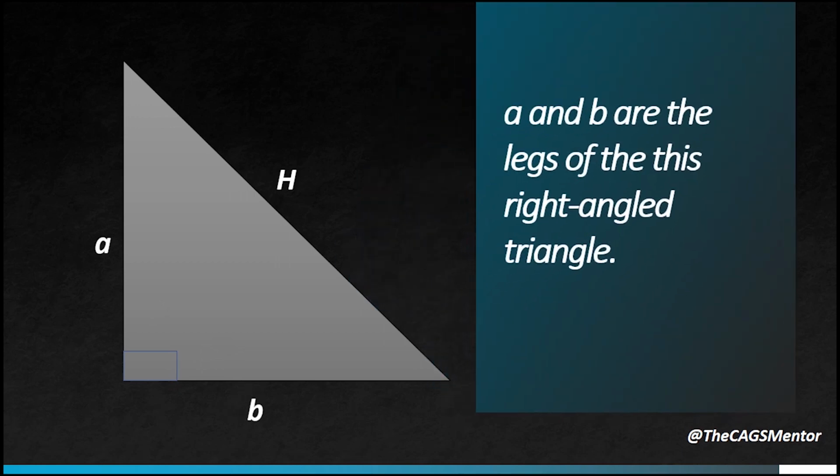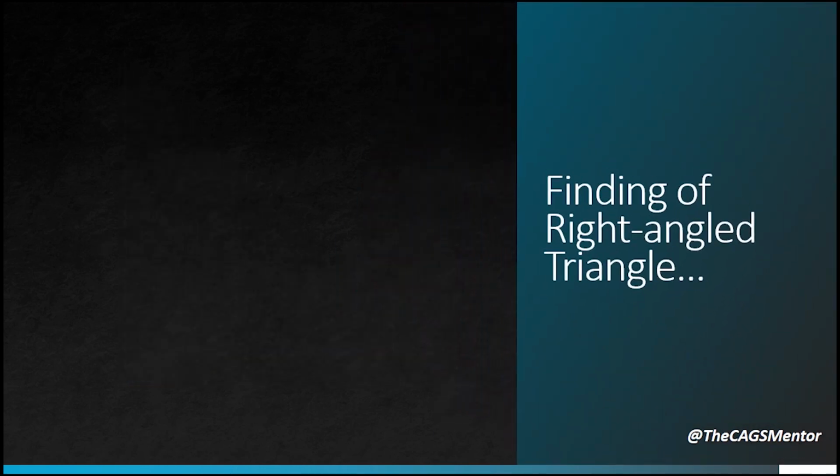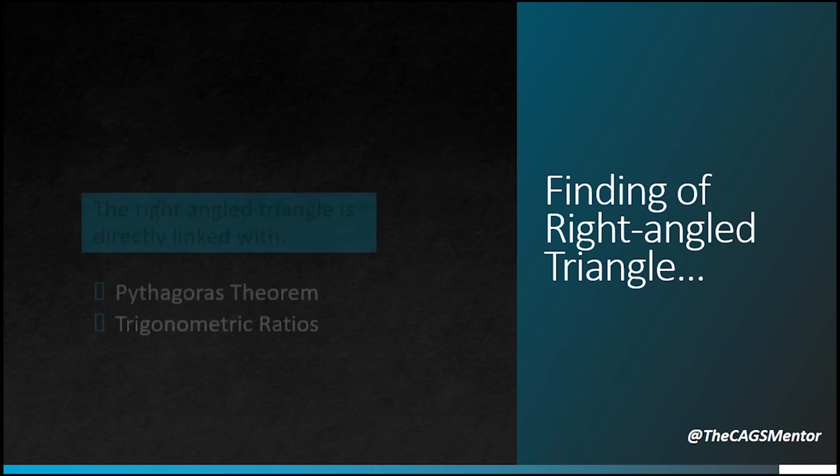Here is an example of a right angle triangle. You can see that the side opposite the right angle is labeled H. It represents the hypotenuse, and the other two are not just sides, but are called the legs of the right angle triangle. These are the legs of this right triangle.